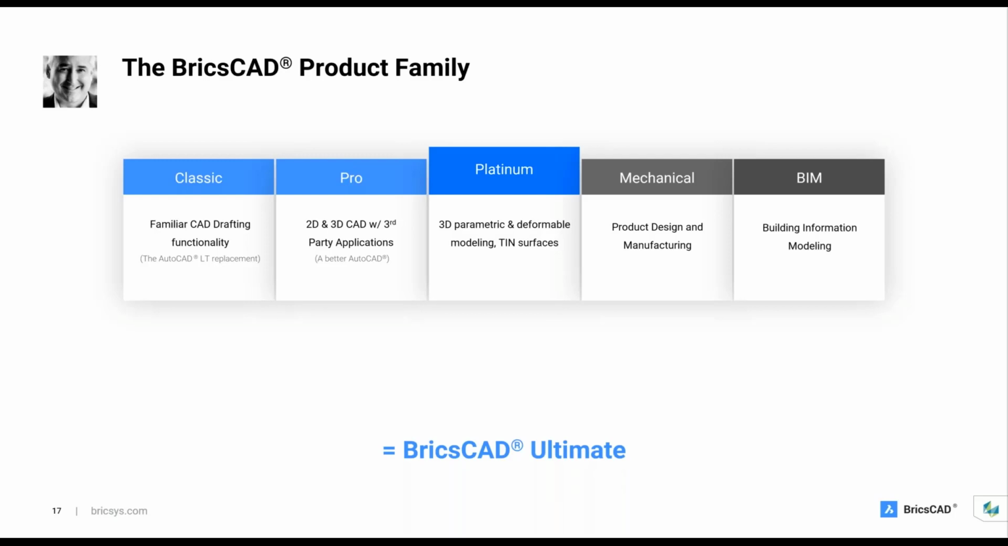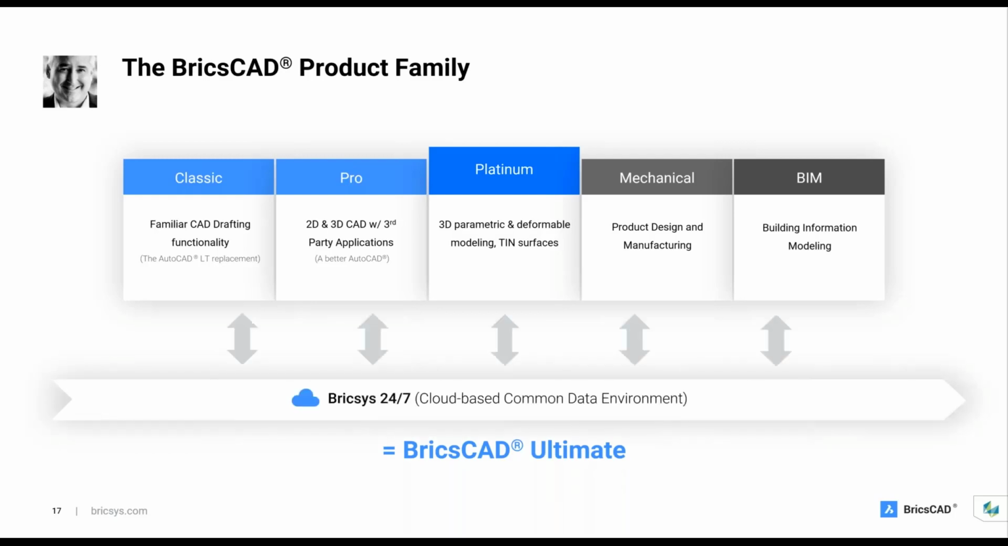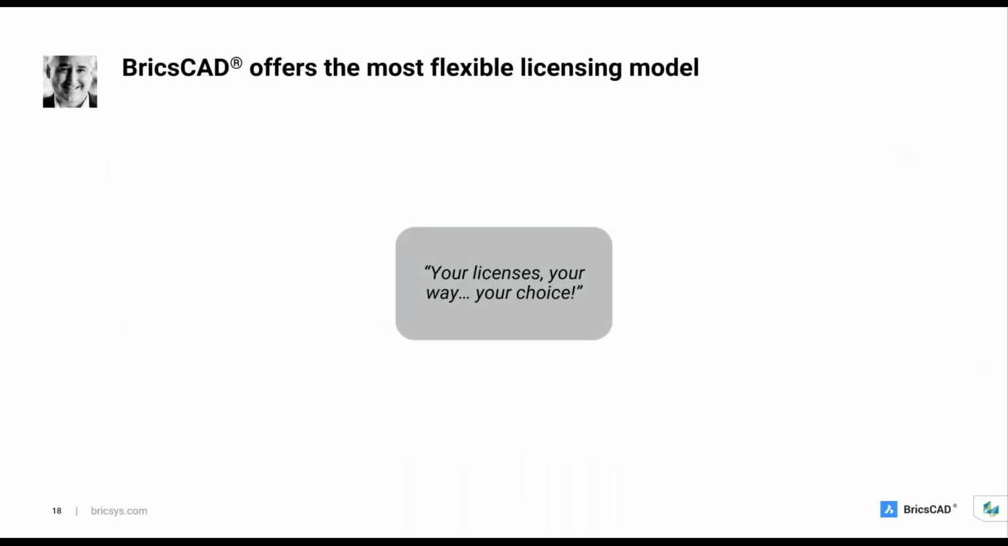Now, when you buy BricsCAD, entering a license code enables your edition. So you can download BricsCAD once and you're ready to go. A trial becomes a full commercial license with the entry of a license key. And all of the editions of BricsCAD link directly to Bricsys 24/7, our cloud-based collaboration and data storage environment. There's an in-product communication panel that lets you communicate with your colleagues and view, download, upload, and version files through our 24/7 cloud service.